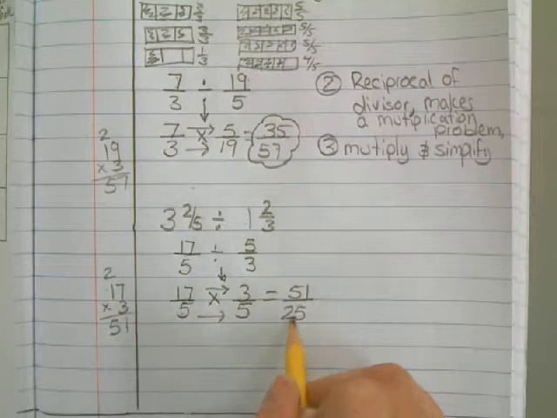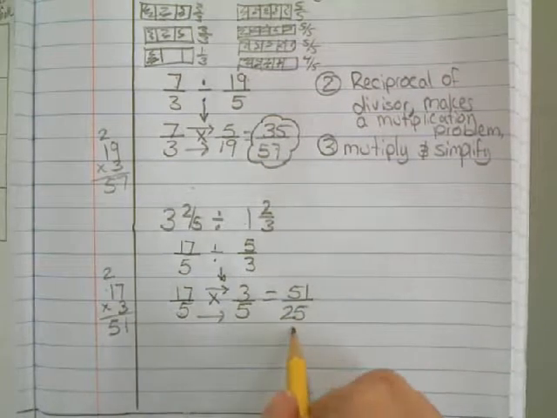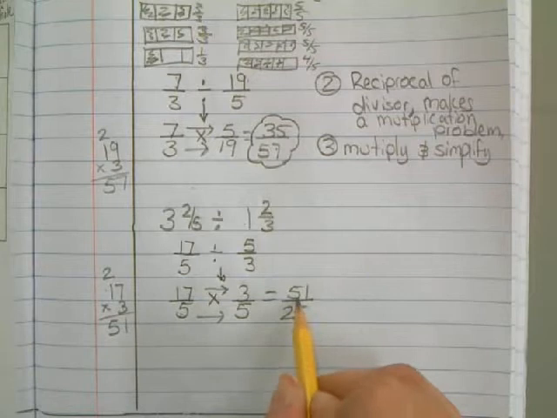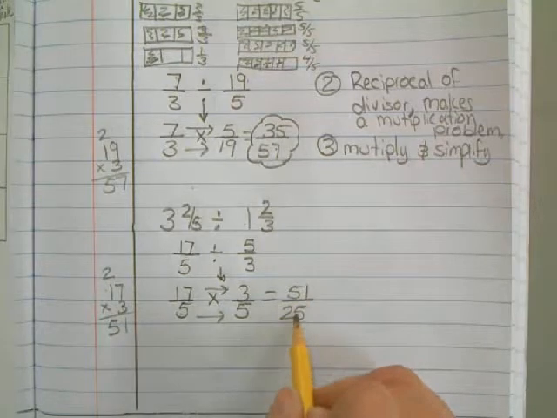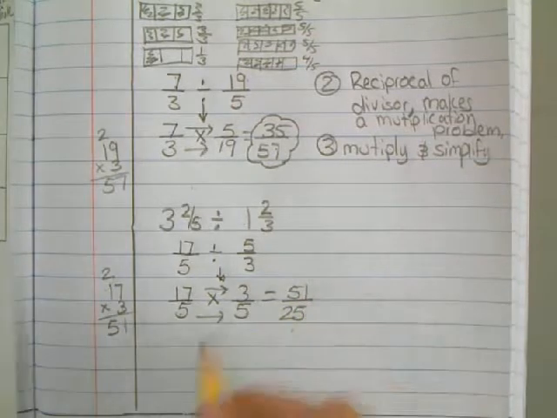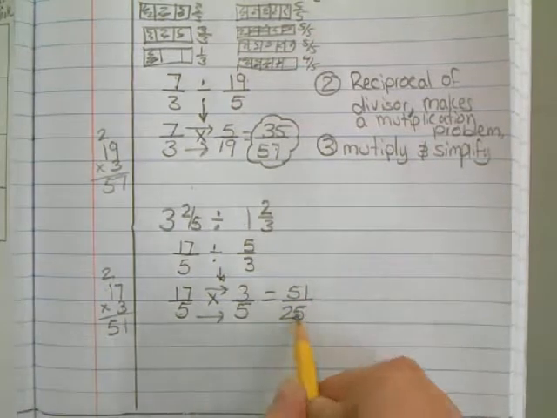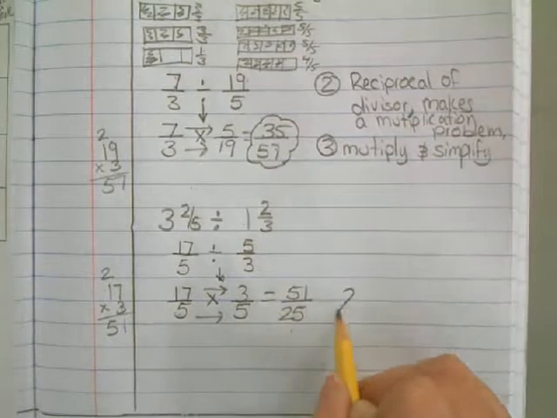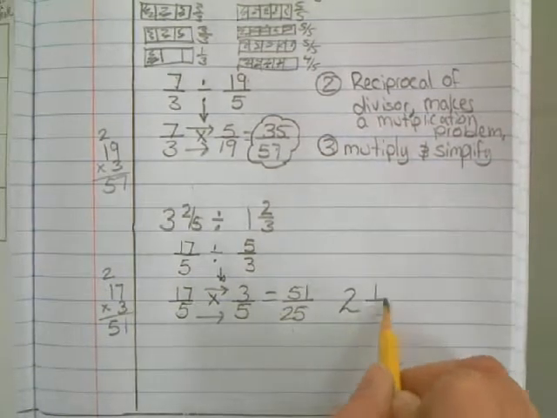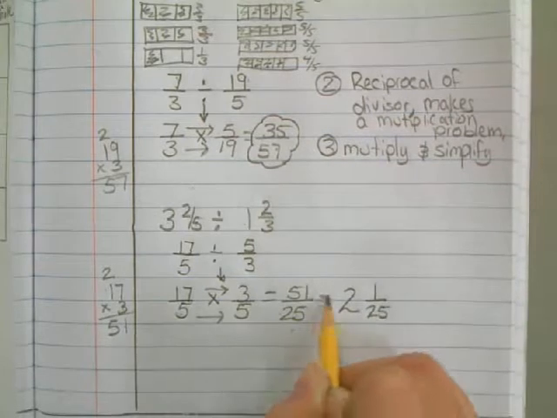Now you'll notice here, while I cannot simplify by dividing the numerator and the denominator by a number, what I can do is make this into a mixed number. If we have 51 over 25, hopefully what you saw yesterday was that you can just divide. So I can pull out 2 groups of 25, and that would be 50, leaving me with 1/25 left over. So that would be my final answer.